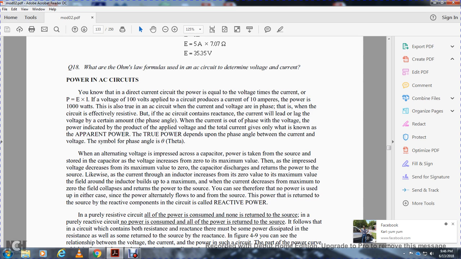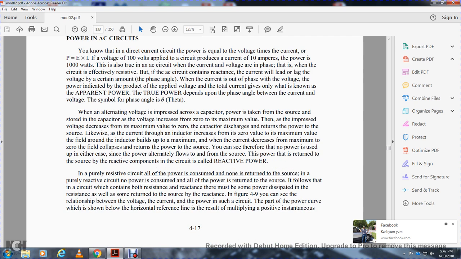When the alternating voltage is increasing across a capacitor, power is taken from the source and stored, as the capacitor voltage increases from 0 to the maximum. When the impressed voltage decreases from the maximum value to 0, the capacitor discharges and returns the power to the source. Likewise, when the current in an inductor increases from 0 to maximum, the field around the inductor builds up. When the current decreases from the maximum to 0, the field collapses and returns the power to the source. You can see that no power is used in either case, since the power alternately flows to and from the source. The power that is returned to the source by reactive components is called reactive power.